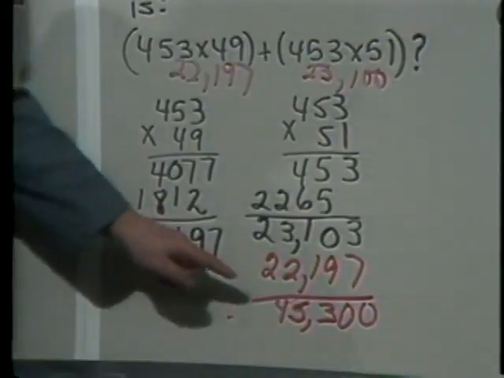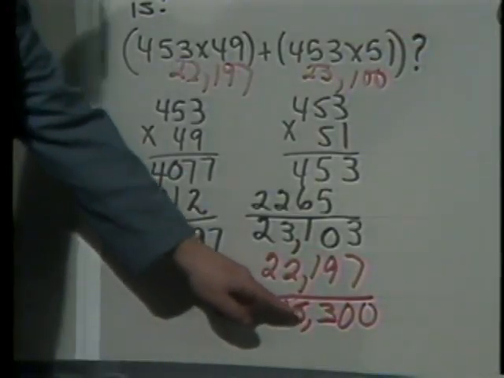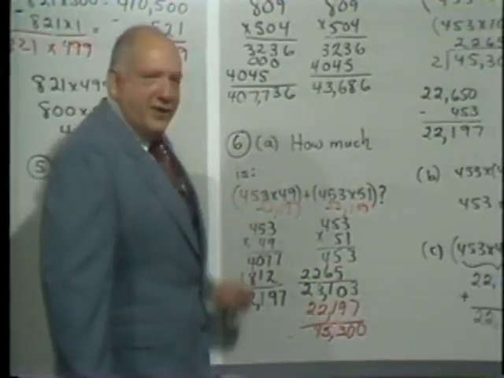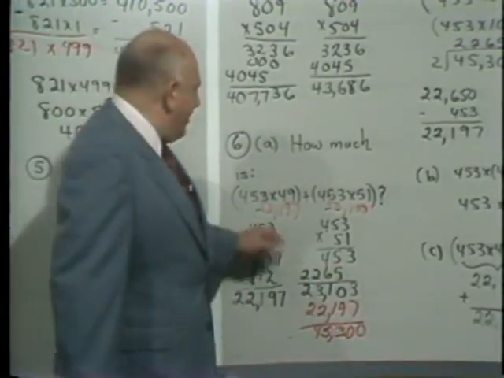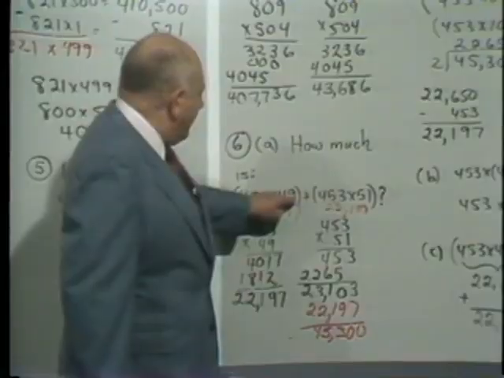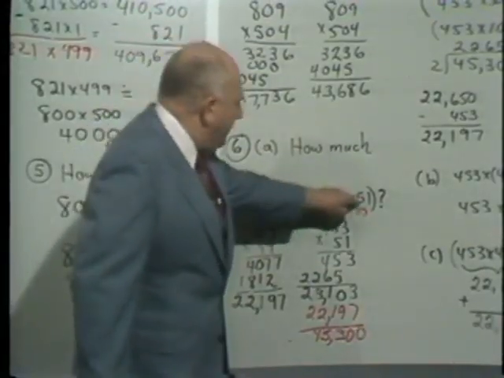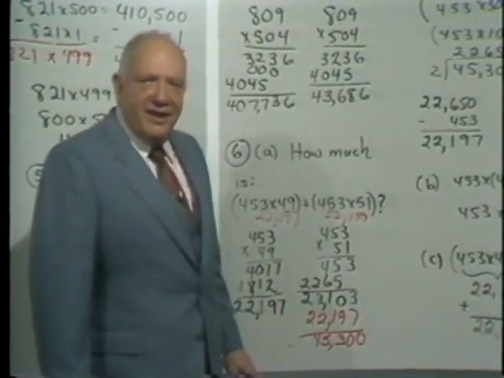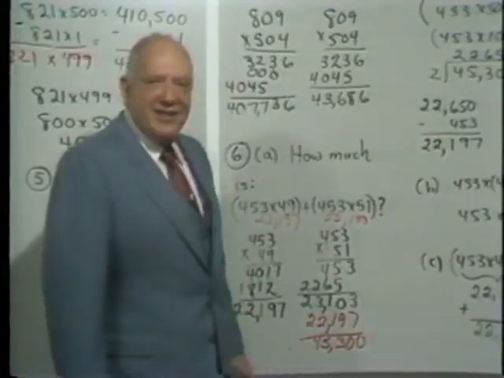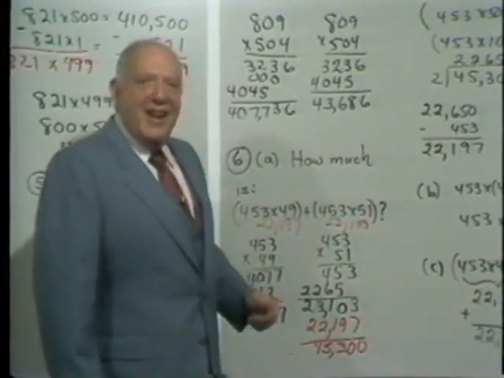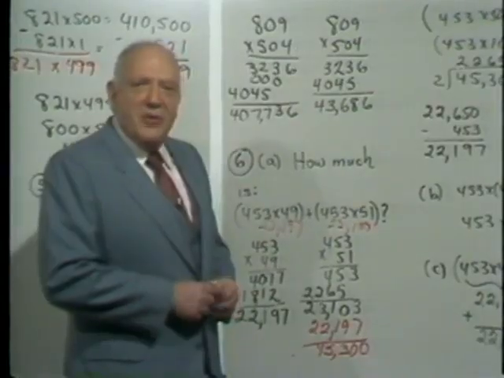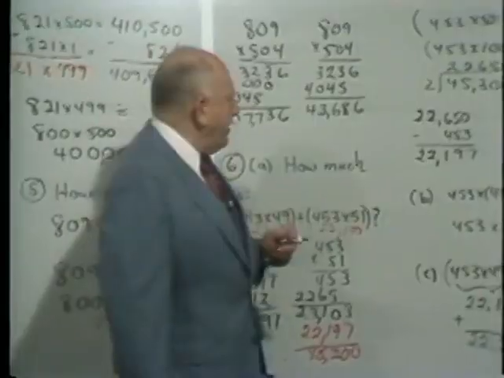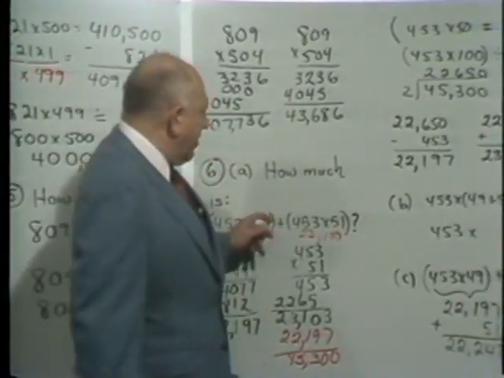By the way, you may have noticed that 45,300 looks an awful lot like 453. And it should, because look what this says. I've taken 49 of these and 51 more of these. Isn't 49 plus 51 100? And how much is 100? 453s. It's 453 with two zeros annexed, and that's where the 45,300 comes from. And that's precisely what Part B was asking us to do over here.